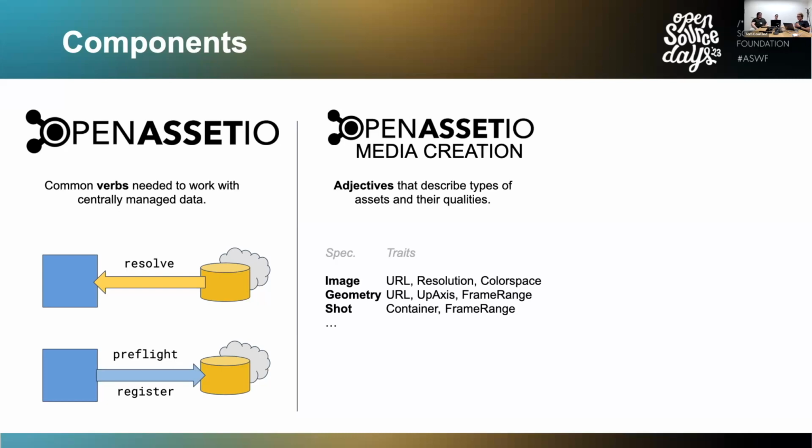The way we do this is we create what's called specifications, for example, for an image. We say that this composes several traits or qualities of an entity. So, for example, an image might have a URL, which is the path to where you find the actual data, but it may also have a resolution and a color space or something like that.